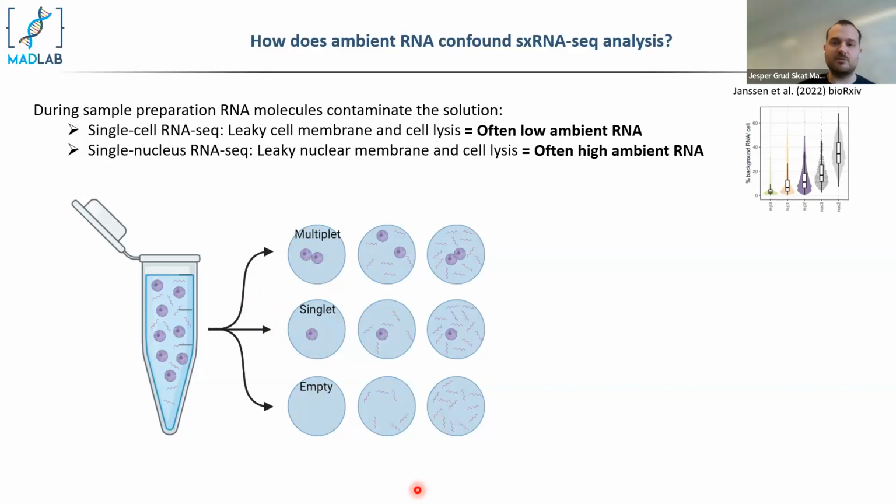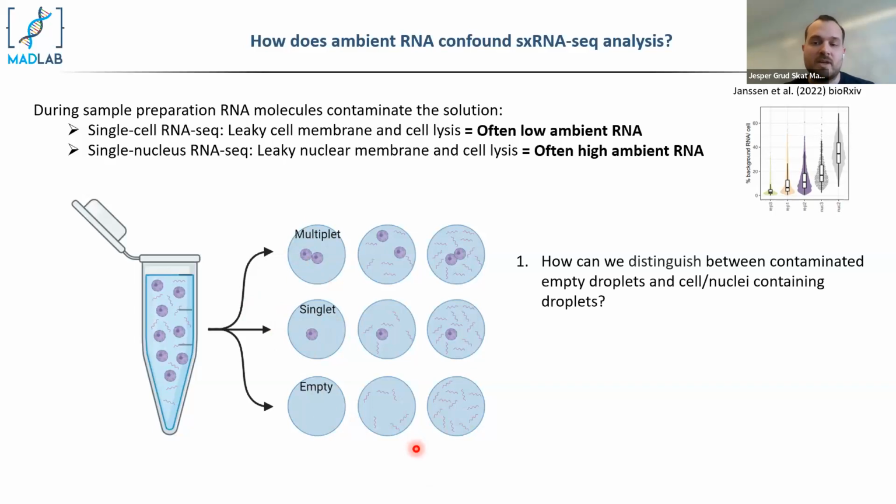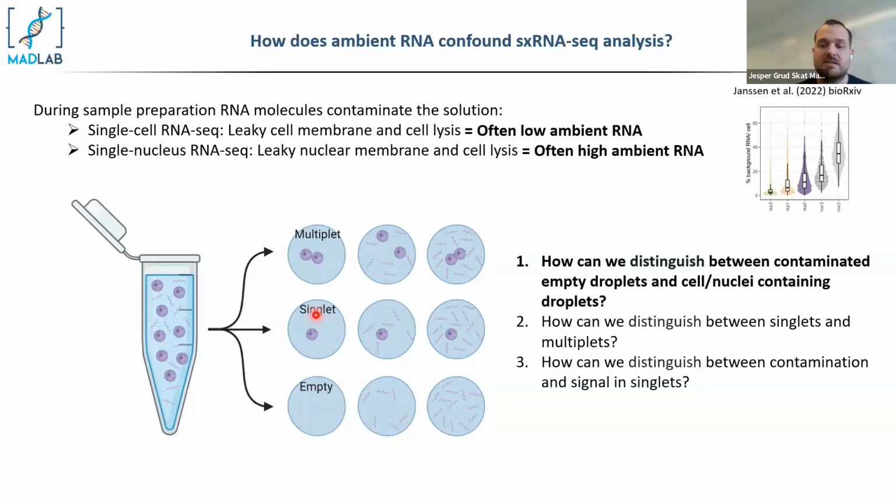And this leaves us with at least three computational problems when we look at the data initially. The first problem is how we can distinguish between contaminated empty droplets and cell or nuclei containing droplets. The second question is how we can distinguish between singlets and multiplets. And the third question is how we can distinguish between contamination and signal within droplets that contain only one cell.